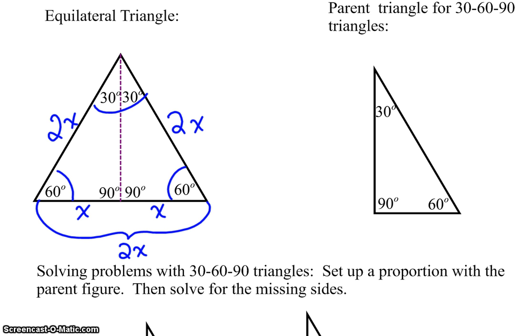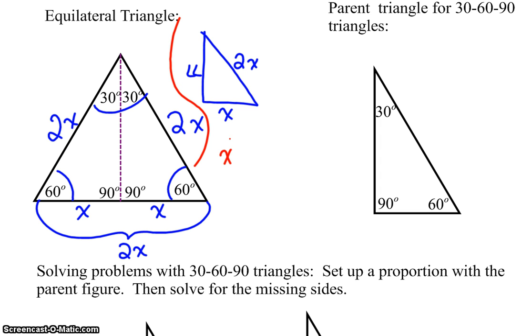Now, if we just look at the 30-60-90 portion of it, or this portion, what we have is one side that's x, a hypotenuse that's 2x, and the missing side we'll call the long leg because it's across from the 60-degree angle. It's going to be longer than the leg that is across from the 30-degree angle. Now, using Pythagorean theorem, we can figure out what that missing leg is.